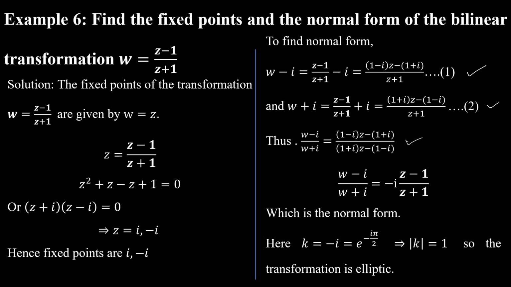So in this way, we can have a number of questions related to bilinear transformation. Basically, three types of questions we have discussed: how to find a cross ratio and a bilinear transformation, then the mapping of different circles under the bilinear transformation, and the third one, how to find the fixed points and the normal form of the bilinear transformation.